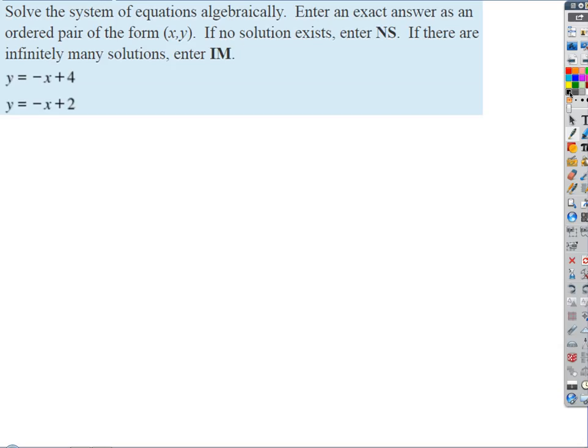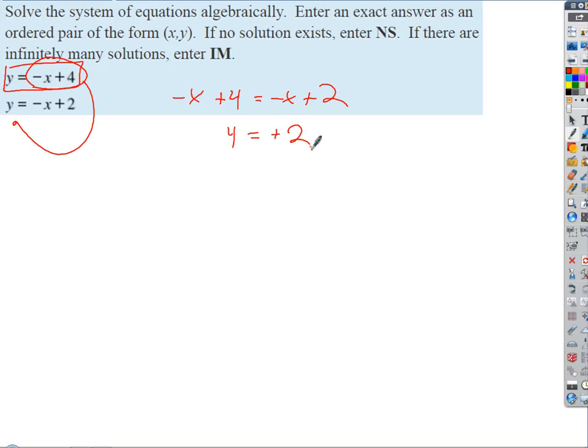combination. So let's go ahead, because this is an example where y is isolated in at least one, in fact, both of the two equations. We could take, for example, that equation and make that our substitution equation and substitute the expression negative x plus 4 in for y in the bottom equation, and then we end up with negative x plus 4 equals negative x plus 2. If I add x to both sides, I end up with 4 equals 2. 4 equals 2 is a false statement.